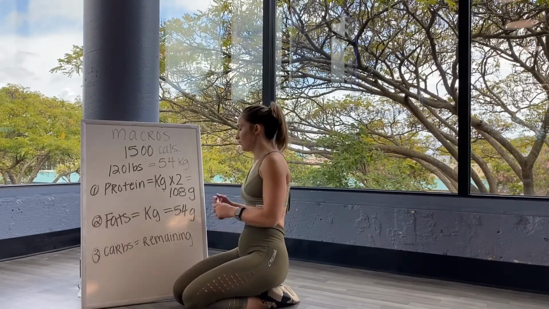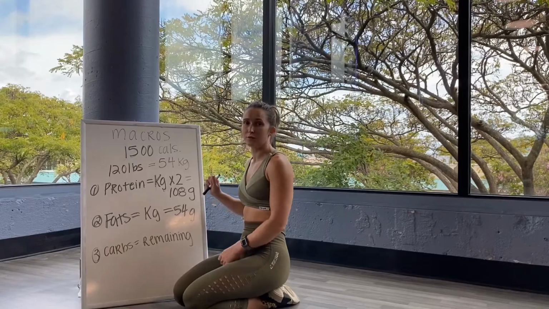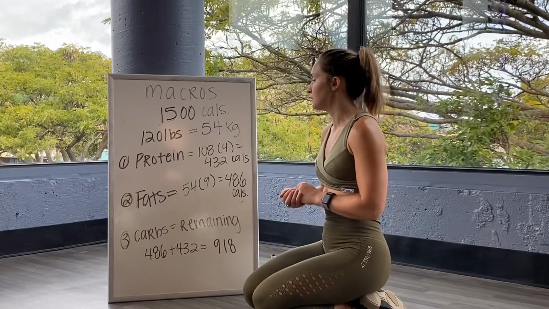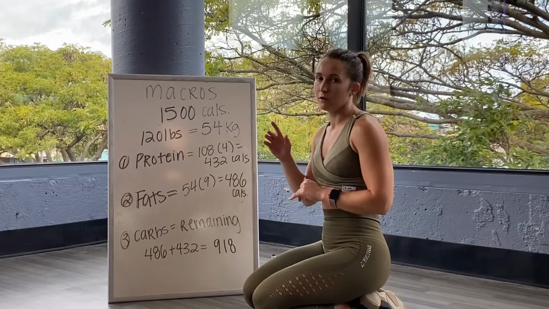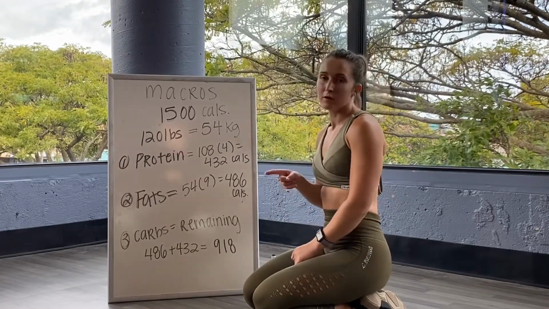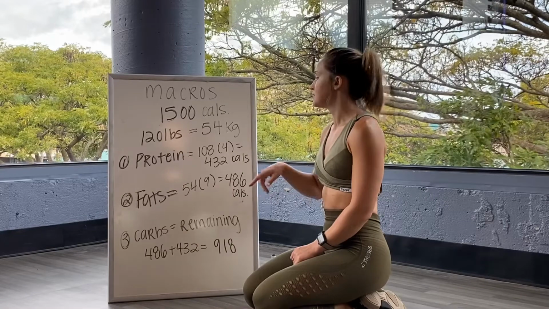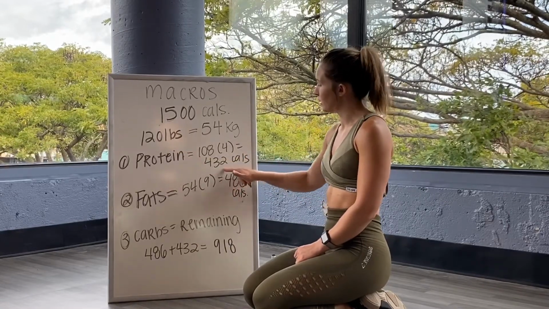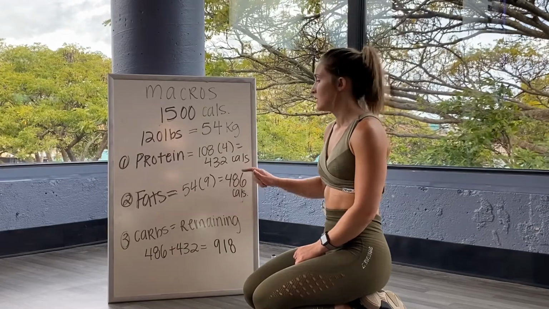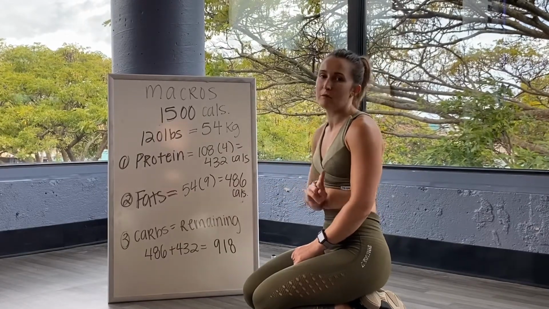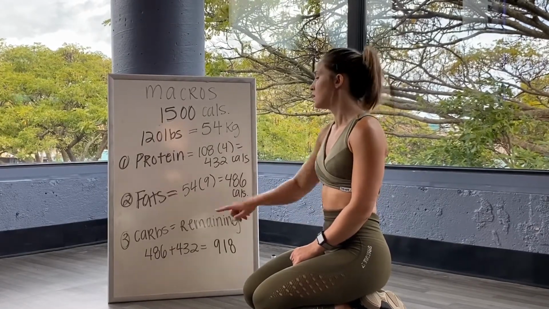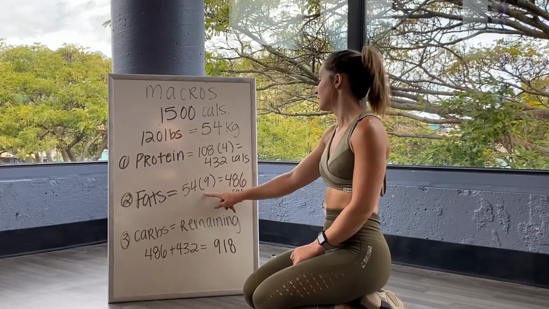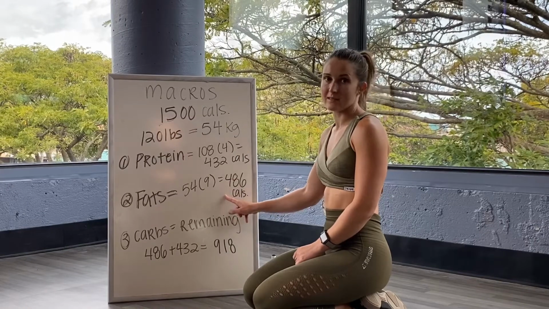We now have to convert our grams into calories. In order to calculate that, we're first going to get the calories of our protein and our fats. So 1 gram of protein equals 4 calories. We take our 108 grams, multiply by 4, and get 432 calories. Next up, we get our fats. 1 gram of fat is 9 calories. So we multiply our 54 grams of fat times 9 to get 486 calories.